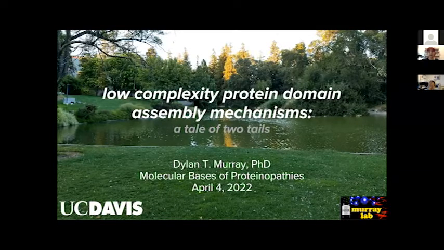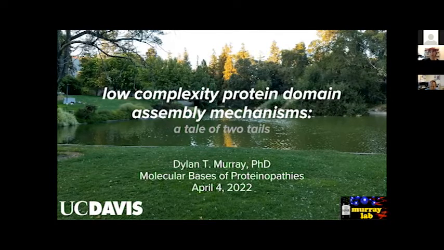So the first speaker is Dr. Dylan Murray, who is an assistant professor at UC Davis. Dr. Murray did his PhD thesis in the lab of Dr. Tim Cross at Florida State University at Tallahassee. And then he joined the lab of Dr. Rob Tico for his postdoctoral studies. And after spending 4 years doing his postdoctoral research, he joined UC Davis in 2018.